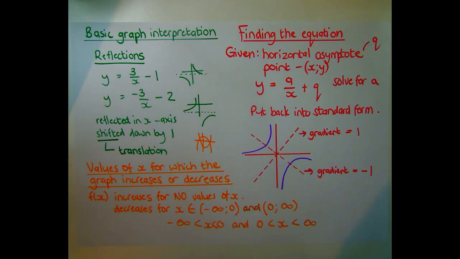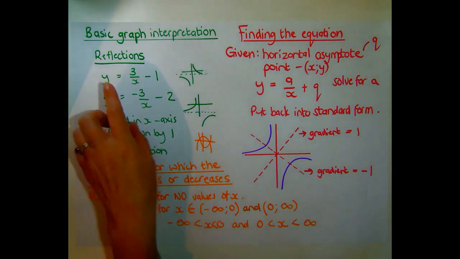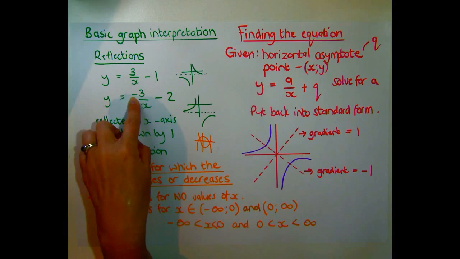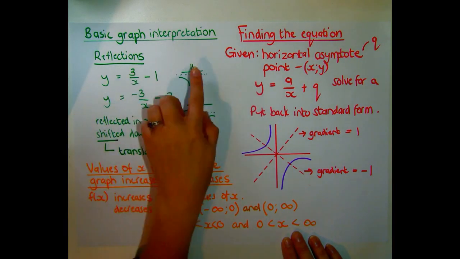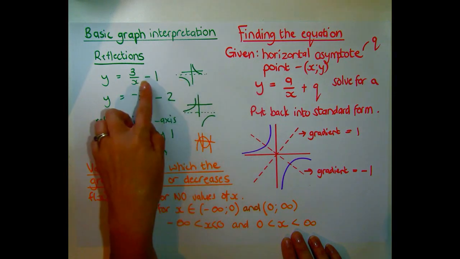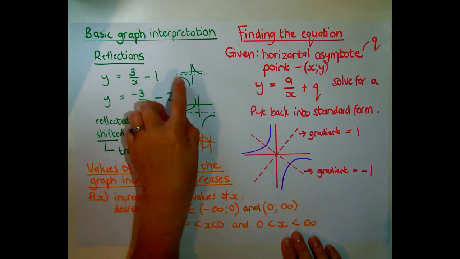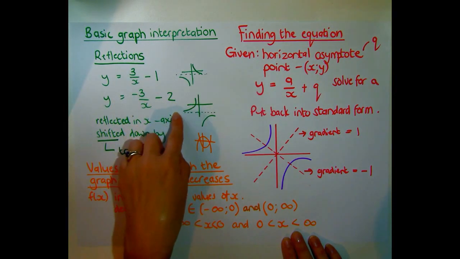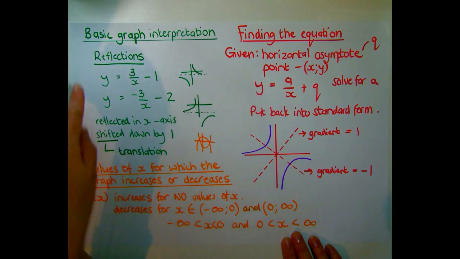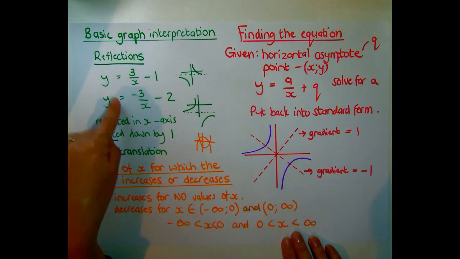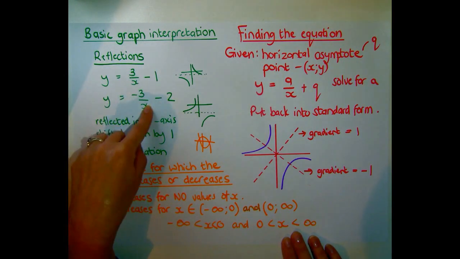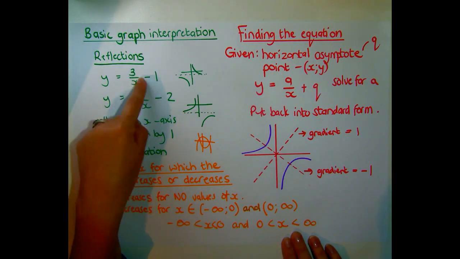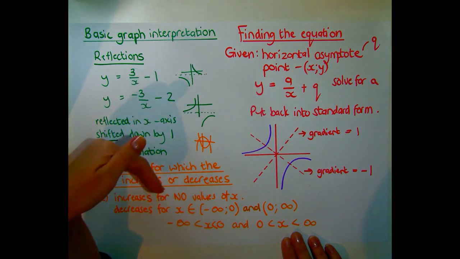Hyperbola questions enjoy quite a few reflection ones, and we need to remember that if the a value is negative, you're going to have your top left, bottom right, and if the a value is positive, it's going to be top right, bottom left. There you have an asymptote of -1, there you have an asymptote of -2. So a question that is quite common would be, how has this become that? And it is that it has been reflected in the x-axis and is shifted down by 1, because to get from -1 down to -2, you've got to shift down by 1.